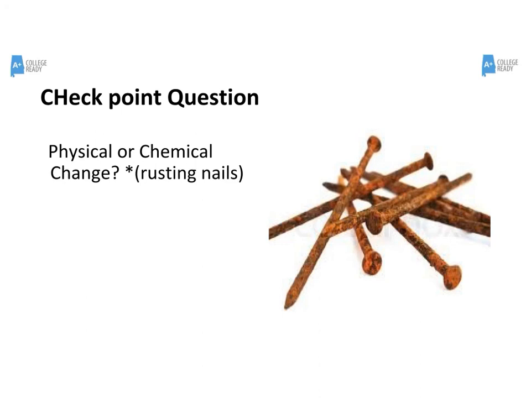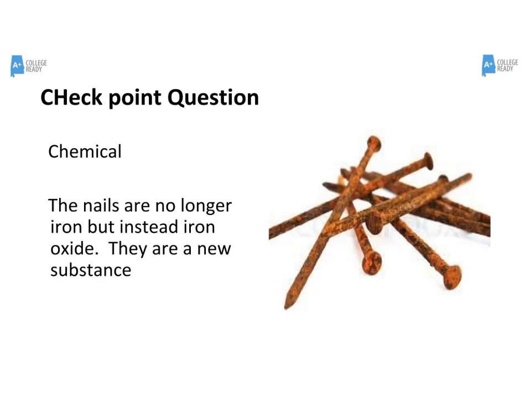Physical or chemical change, the rusting of nails. So these nails that are made of iron have rusted. No longer do we have just iron, we have a new substance, iron oxide. We have a substance that has a new composition. Because we have a new composition, different from what we started with, this is a chemical change.